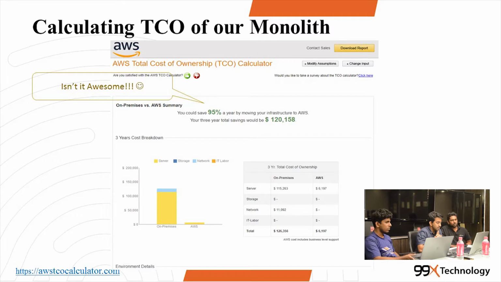Now you can see, Manoj. Wow, I can see. It's like 95% cost saving. Actually, for me also, this was the expression. So this is just by moving into cloud itself, right? I mean, without introducing any sort of microservices, right?